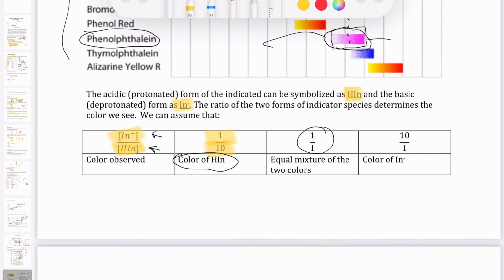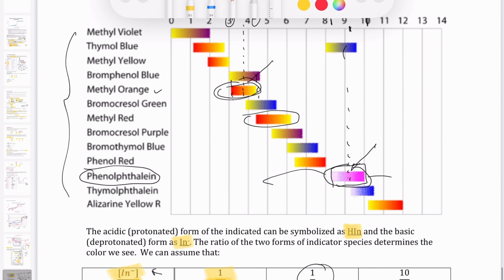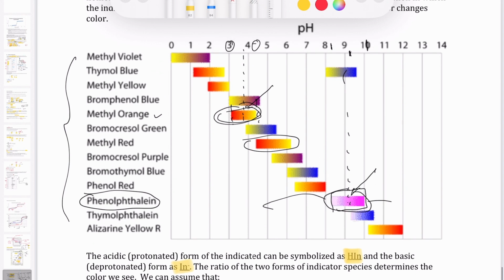What happens when the ratio is 1 to 1? That's when you have exactly the mixture of the two colors. So for phenolphthalein, there'll be a light pink color, something like this. For methyl orange, that'd be an orange color because it's a mixture of red and yellow. What happens when you have 10 times more IN minus versus HIN? Well, then you'll see the color of the base form of the indicator. So that means it's on the right side of this color chart right here. So for phenolphthalein, there'll be the pink color, and then for methyl orange, there'll be the yellow color, okay?